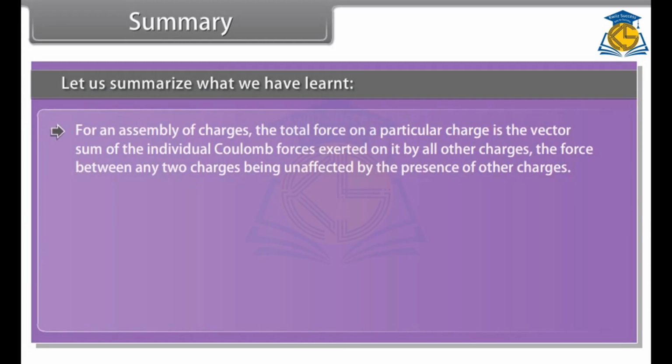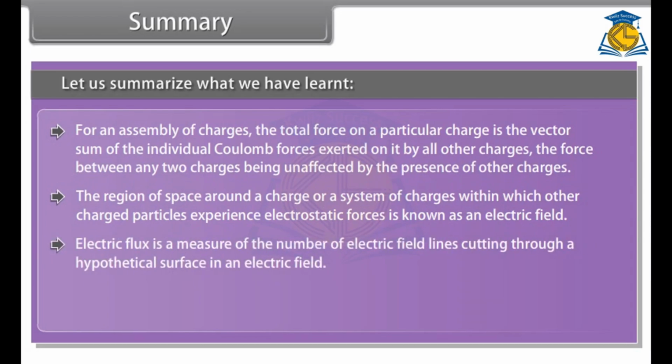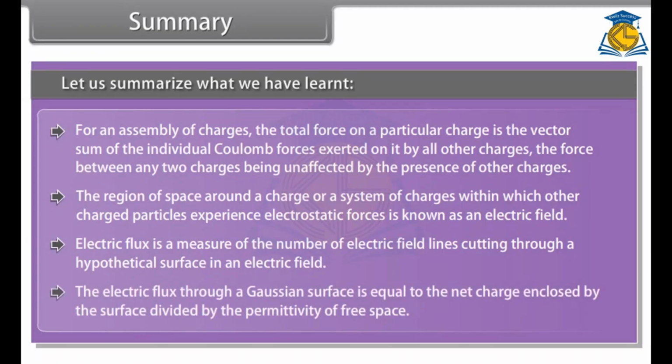For an assembly of charges, the total force on a particular charge is the vector sum of the individual Coulomb forces exerted on it by all other charges, the force between any two charges being unaffected by the presence of other charges. The region of space around a charge or a system of charges within which other charged particles experience electrostatic forces is known as an electric field. Electric flux is a measure of the number of electric field lines cutting through a hypothetical surface in an electric field. The electric flux through a Gaussian surface is equal to the net charge enclosed by the surface divided by the permittivity of free space.